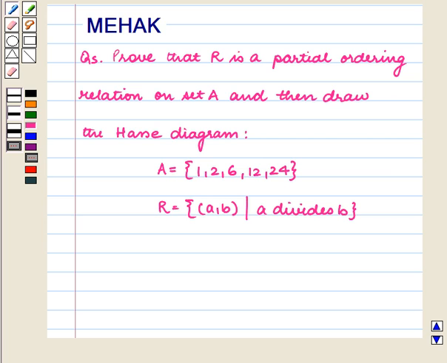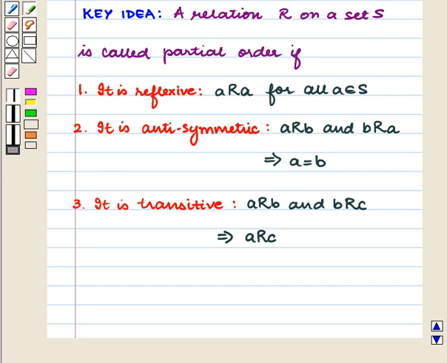In this session, we are going to discuss the following question. The question says: prove that R is a partial ordering relation on set A and then draw the Hasse diagram, where the set A is equal to the set containing elements 1, 2, 6, 12 and 24, and R is a set of all ordered pairs (a, b) such that a divides b.